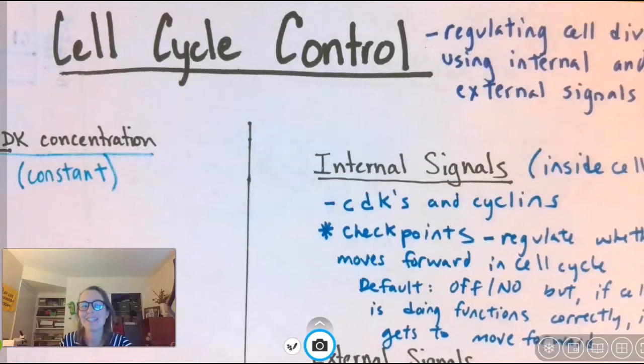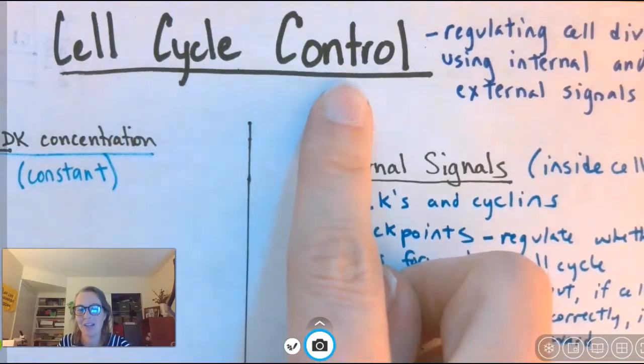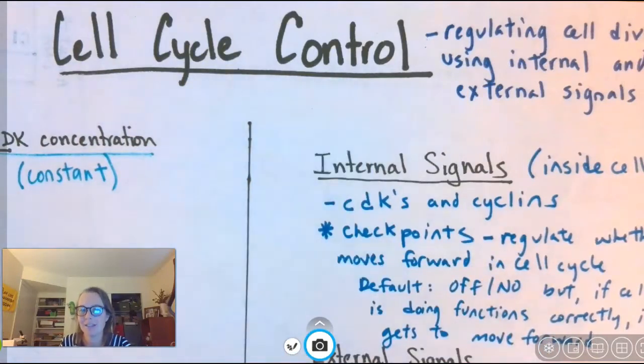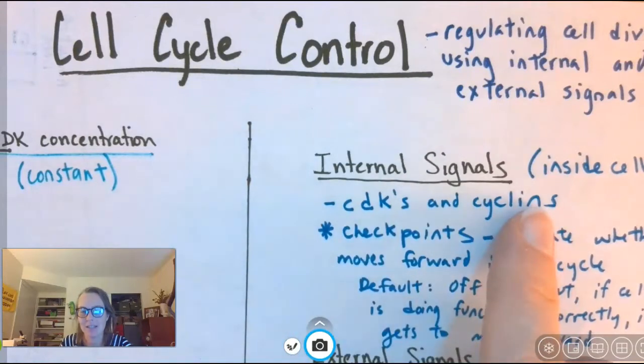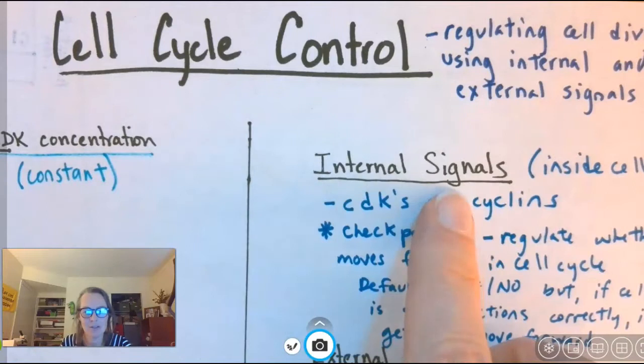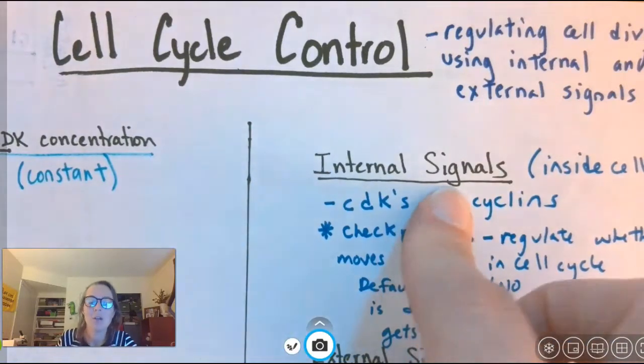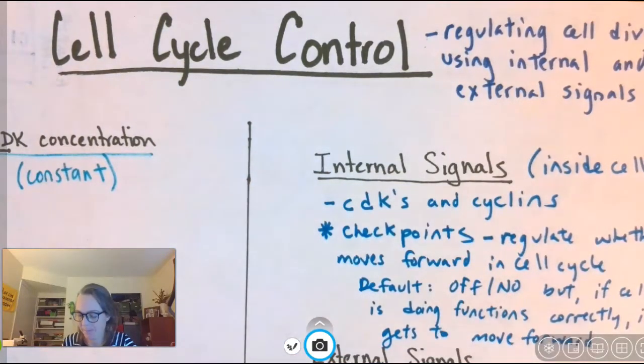In class, we discussed cell cycle control and how we regulate the cell cycle. One of the main things we talked about were CDKs and cyclins. So this video is to finish up the notes on internal signals and also to model it for you so that you can see what's actually happening in the cell.